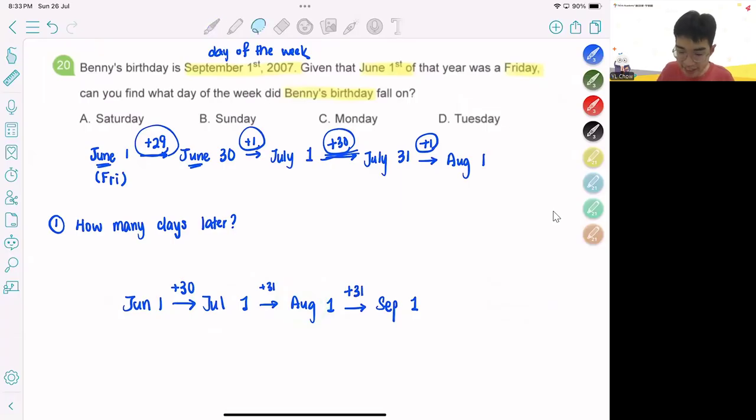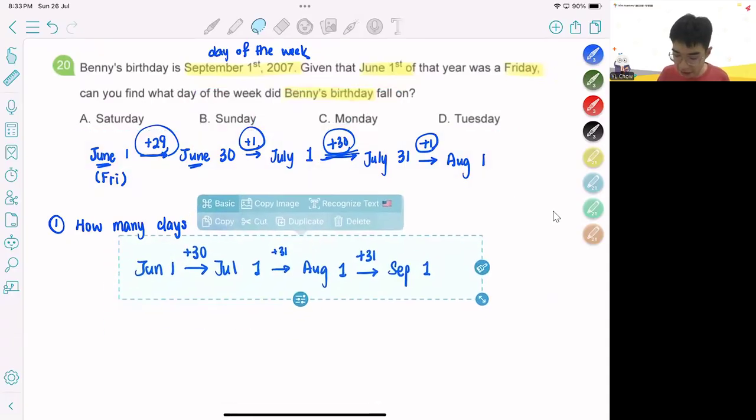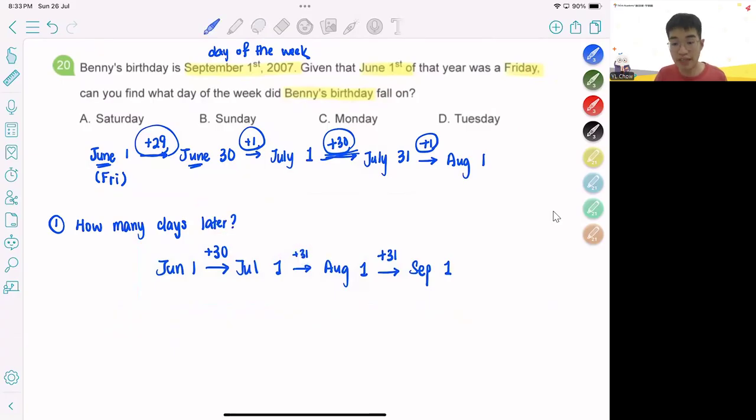Now, in that case, this is the long one, but I can simplify this into this specific flowchart. So you realize from June 1st to September 1st, I have to go through 30 days later, another 31 days later, another 31 days later. How many days later is that in total? That will be 30 plus 31 plus 31 equals 92 days later. That means from June 1st, which is a Friday, I need to go through 92 days later to reach September 1st.